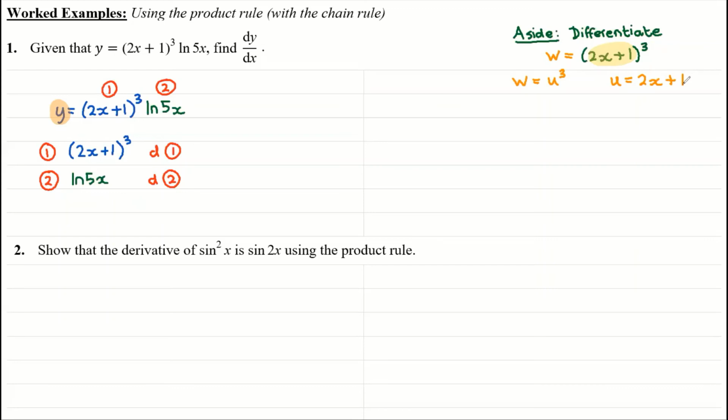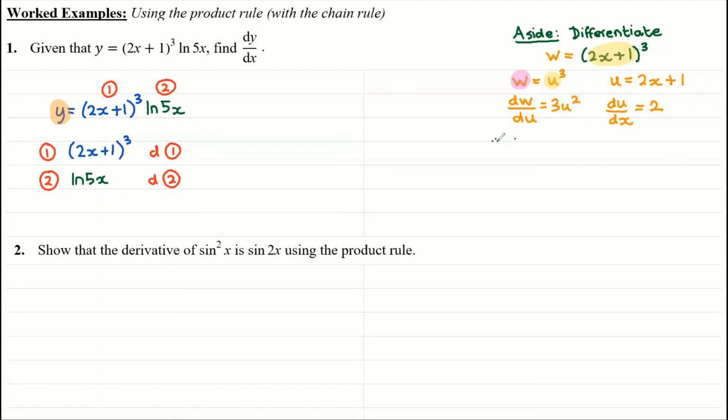So looking carefully at the variables, we've got w as my dependent variable and u is my independent variable. So to differentiate this is going to be dw by du. Okay, and that's easy enough. So that's going to be 3u squared. And then we do du by dx as normal, which is of course 2. So we have our two derivatives, and the chain rule says that we have to multiply the two derivatives together.